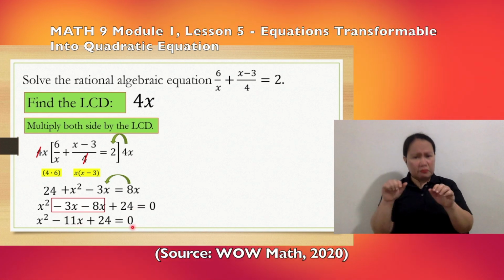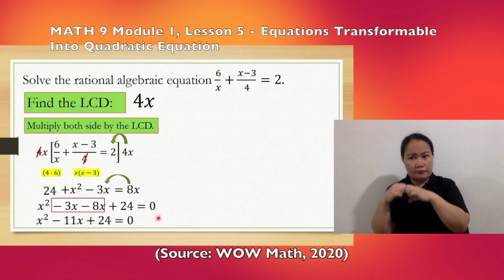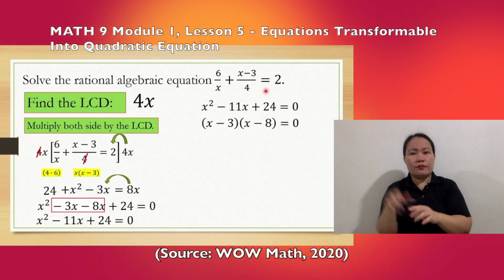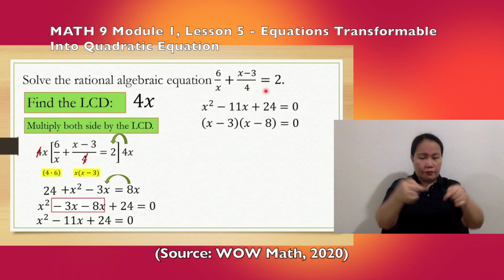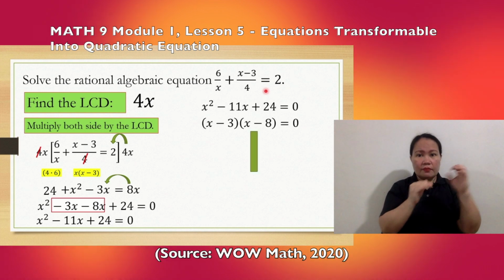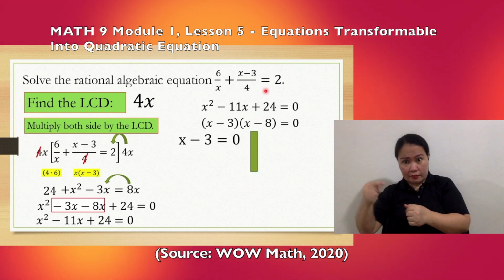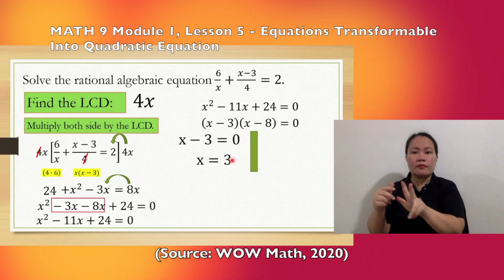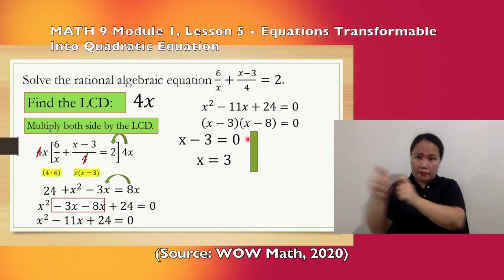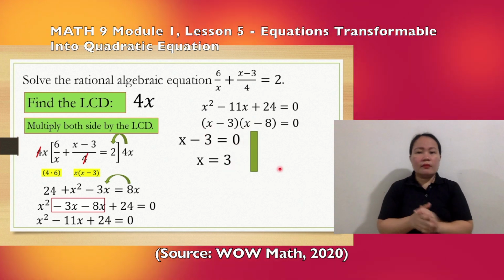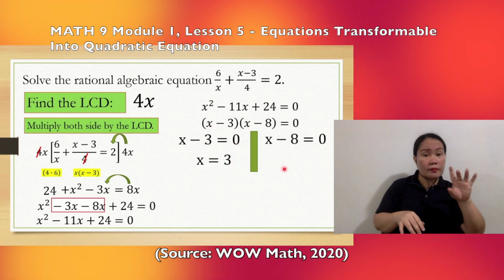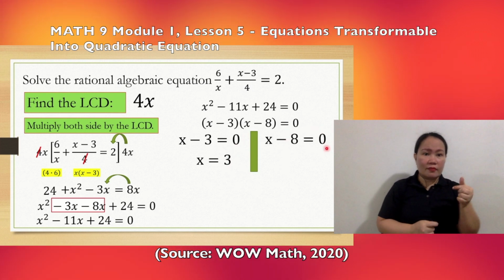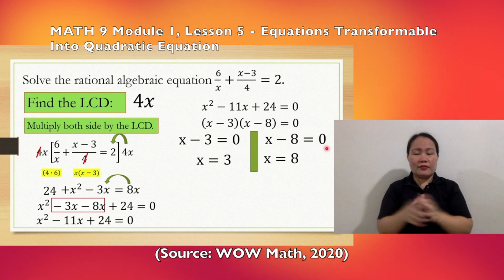Ngayon, since factorable itong equation natin, makukuha natin yung factor niyan. So, yung factor niyan is x minus 3 times x minus 8 is equal to 0. Solve for x. So x minus 3 is equal to 0. The value of x is positive 3. Lipat lang natin si negative 3 sa right side, kaya naging positive 3 yan. Then sa kabila, we have x minus 8 is equal to 0. Lipat si negative 8 sa right side. So our x is positive 8.